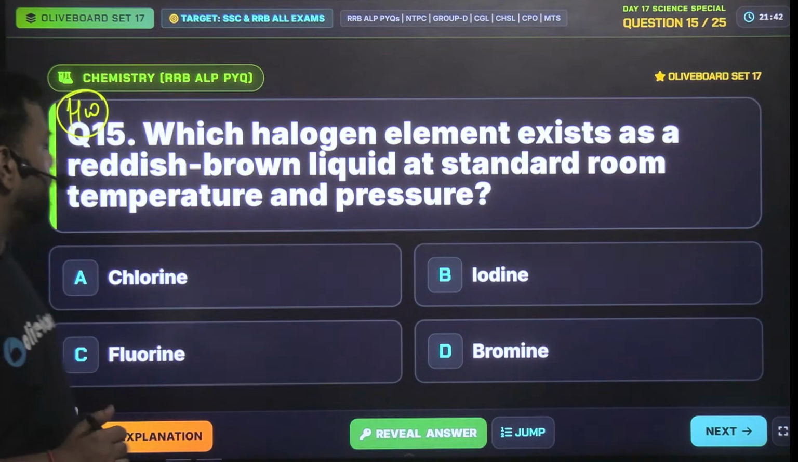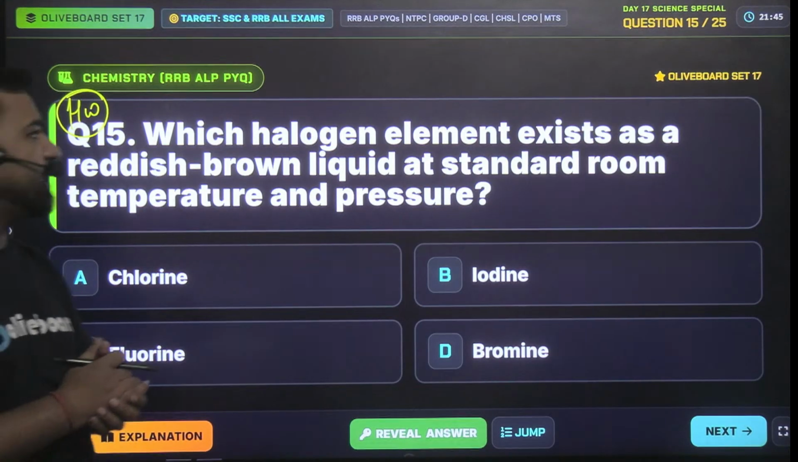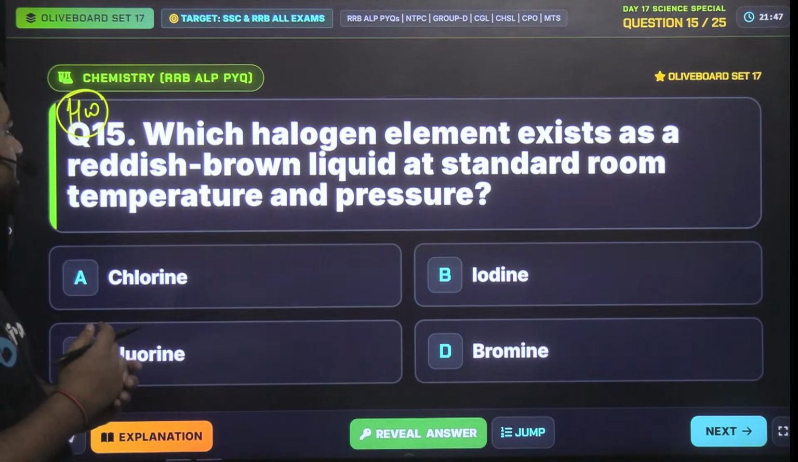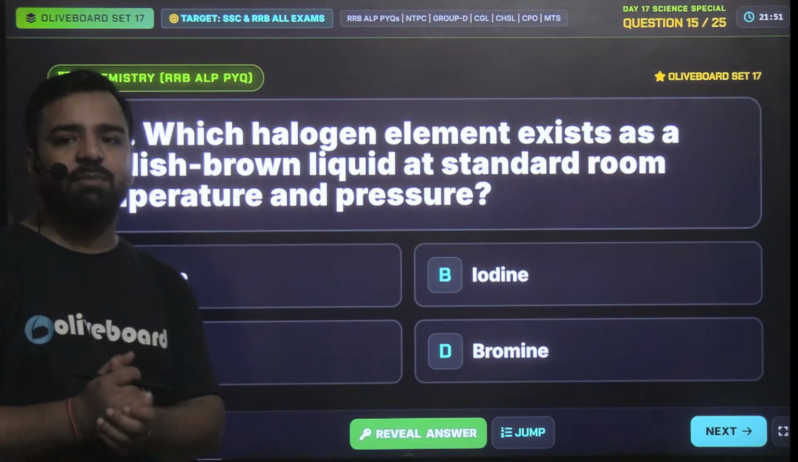The homework question for you all is: which halogen element exists as a reddish brown liquid at standard room temperature and pressure? You have these options. Please let me know in the comment section.